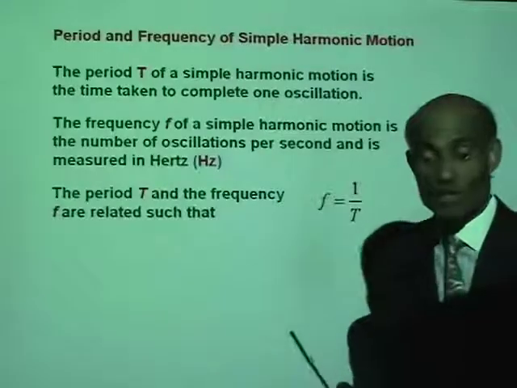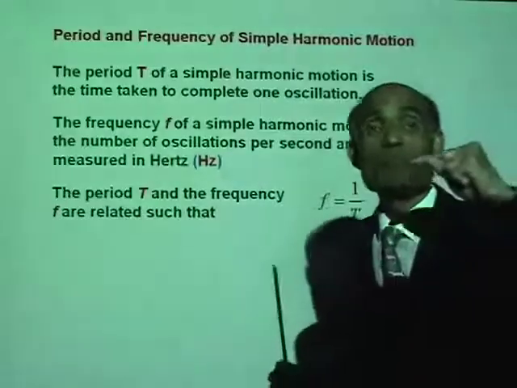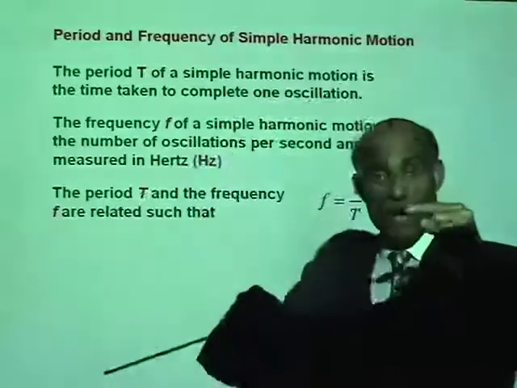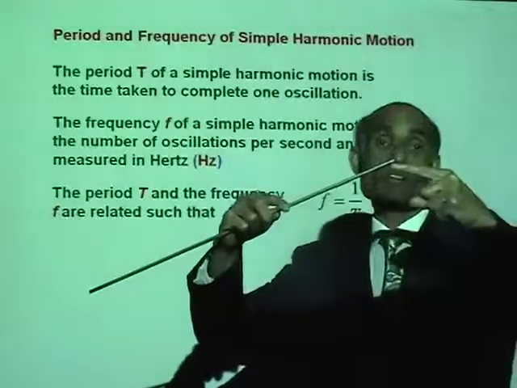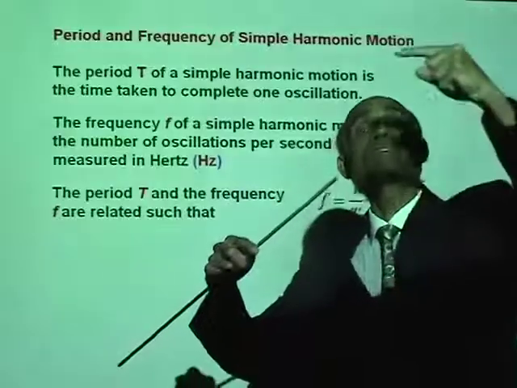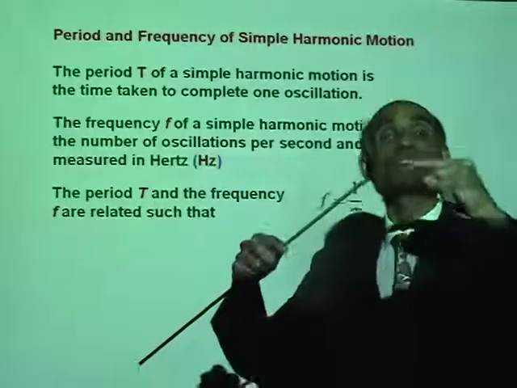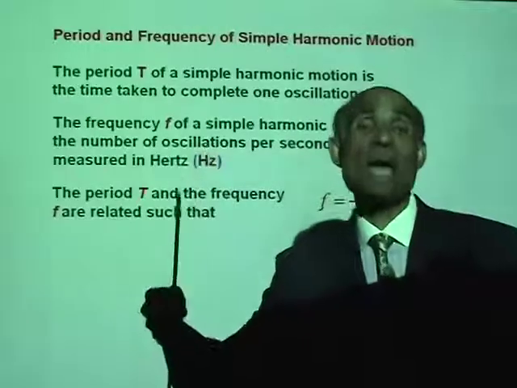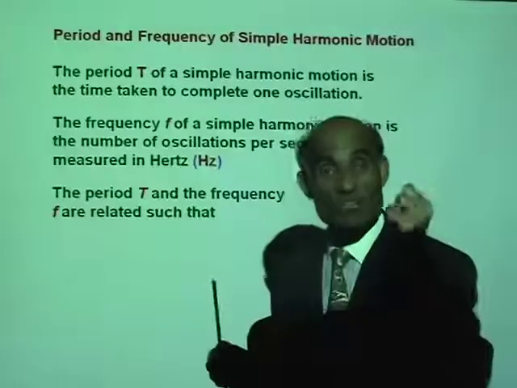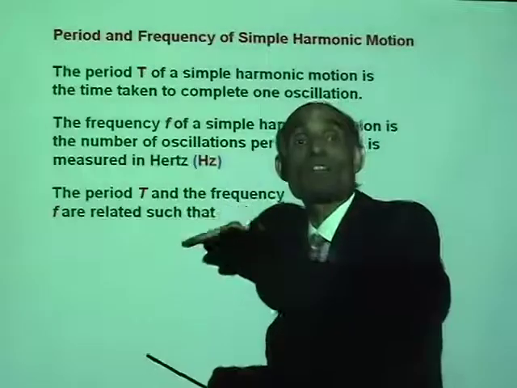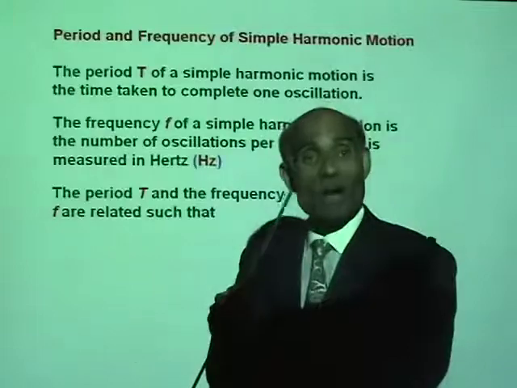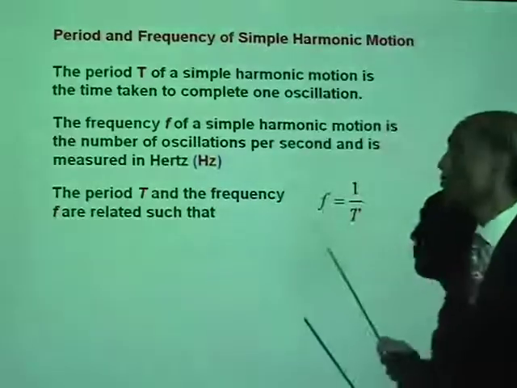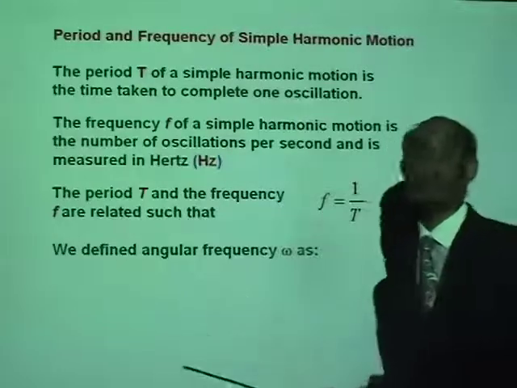to 1 over f. If the period is 2 seconds, if it takes 2 seconds for an object to complete one vibration, then it will only complete half a vibration in 1 second. You see that? If period is 2, the frequency is 1/2. If the frequency is 5, the period is 1/5. You see, one of them is the reciprocal of the other. Frequency is 1 over the period.